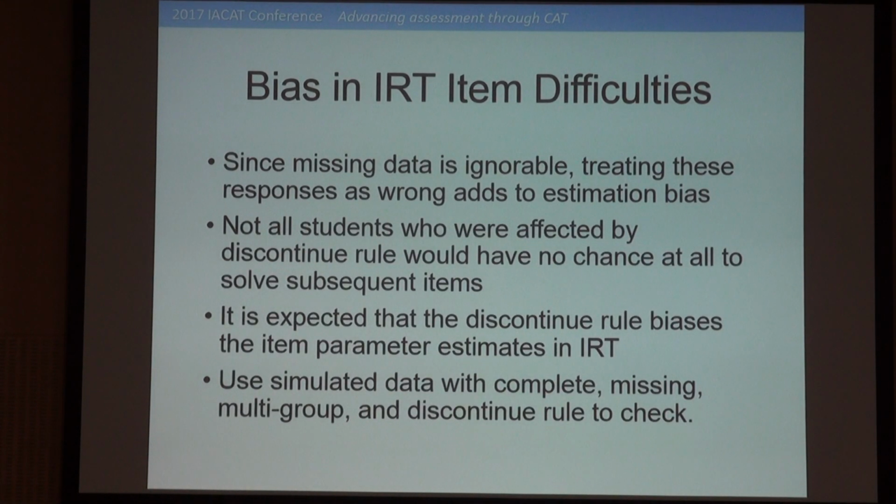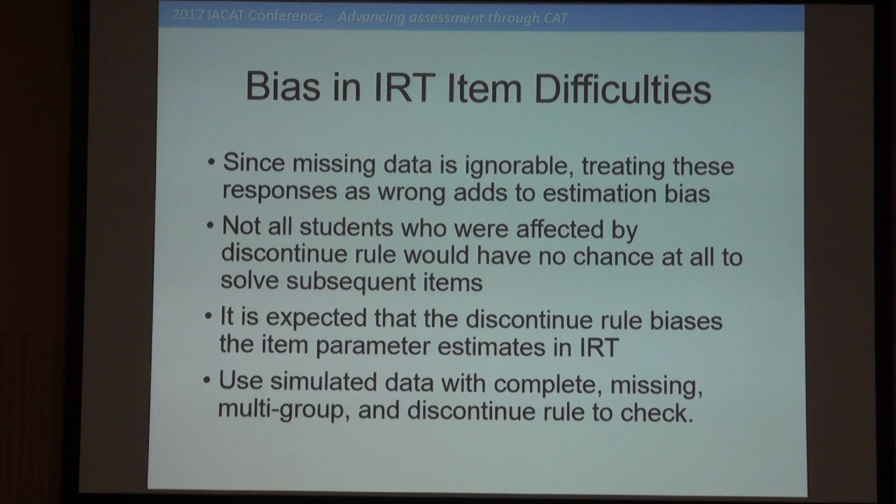So we are treating them as wrong. We essentially use wrongly the assumption that we actually know what's happening, even though it's ignorable. All students were not affected by this discontinue rule at the same spot, so they actually end up with different types of item difficulties or item parameters in IRT.